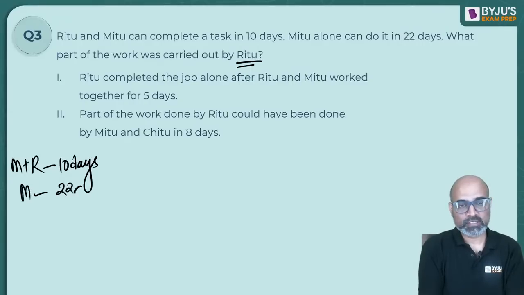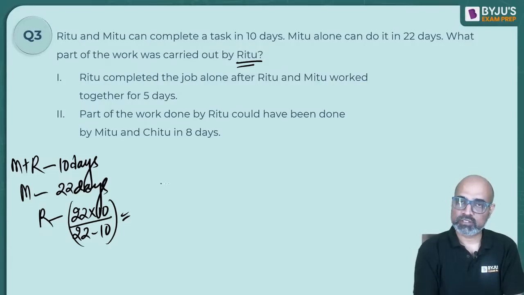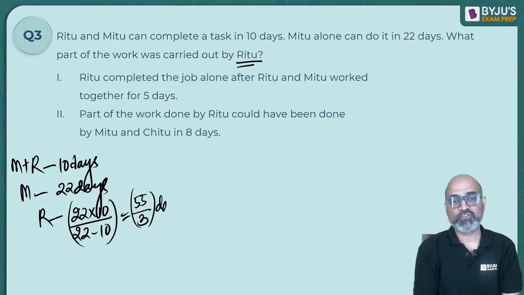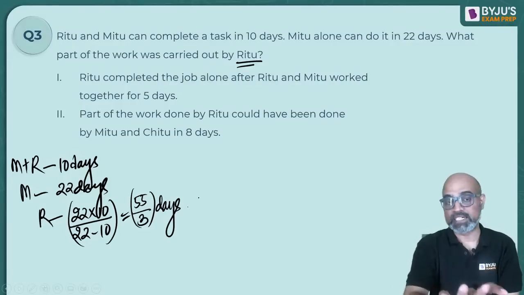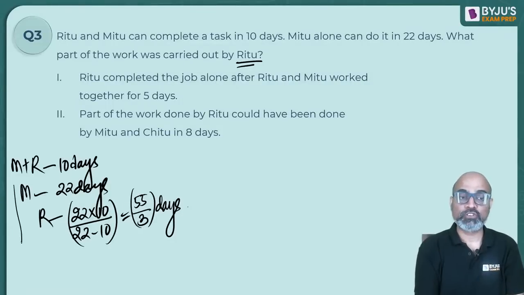Mitu alone, 22 days. So Ritu alone will finish in 22 into 10 divided by 22 minus 10, which is going to be a very bad fraction. Okay? Really can't help it. It's going to be 55 upon 3 if you solve. So in 55 by 3 days Ritu alone can complete the same total work, not the part. This is what I was able to figure out just from the question. Now the first statement says Ritu completed the job after Ritu and Mitu worked together for 5 days.